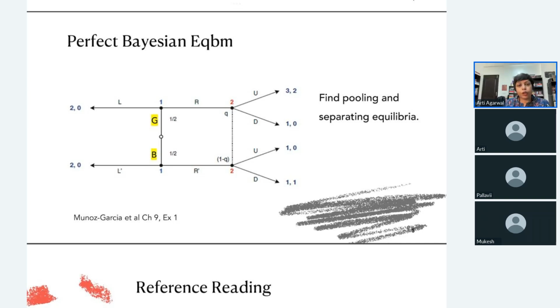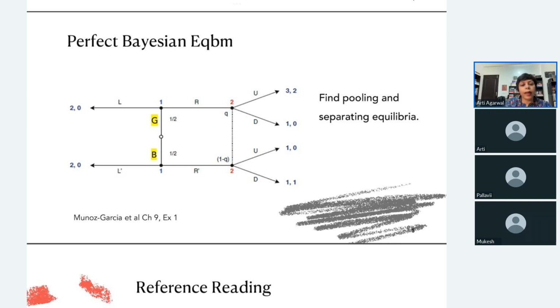Player 2 has a belief Q about player 1 playing R, and hence the belief about player 1 playing R prime is 1 minus Q. So Q is player 2's belief about what strategy it's facing, whether it's facing R or R prime. And in either scenario, player 2 has the options of playing U or D. And the payoffs are as shown. And of course, both the players know their own type. Player 2 doesn't have another type, it has only one type.